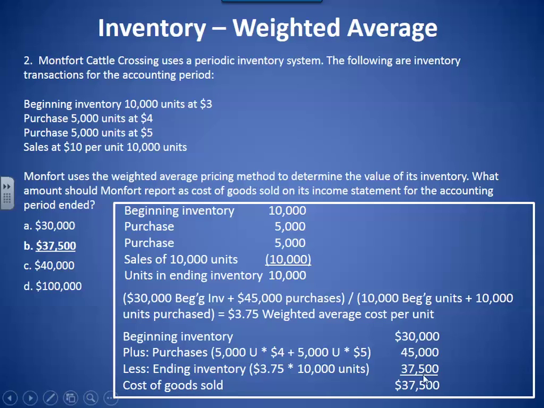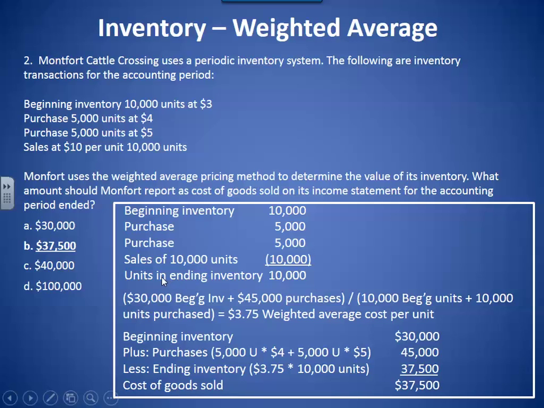Now we have to value our ending inventory. So again, we use our weighted average formula, our beginning inventory of $30,000 plus our $45,000 worth of purchases we computed. We're going to divide that quantity by the 10,000 units in our beginning inventory plus the 10,000 units, which is 5 and 5 of the units purchased during the accounting period. When we do that, it would be a matter of 75,000 divided by 20,000, and we come up to $3.75 weighted average cost per unit. Now we know how to value our units in ending inventory.